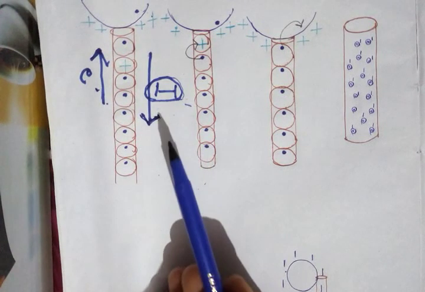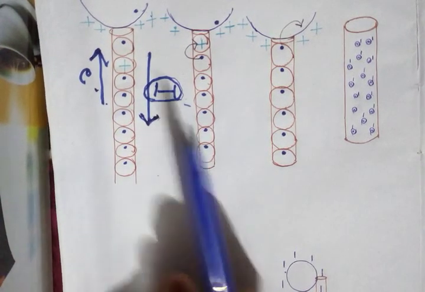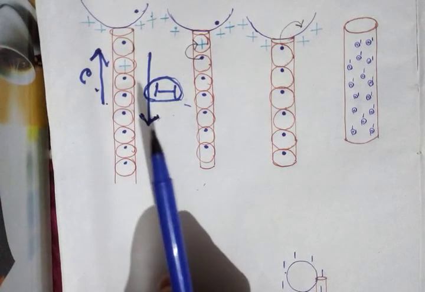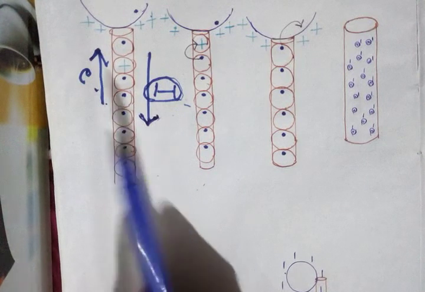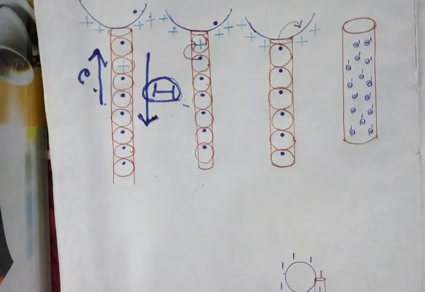It may come as an MCQ in your exam. What is the conventional direction of current? So you have to answer that it is the opposite direction of flow of electron.